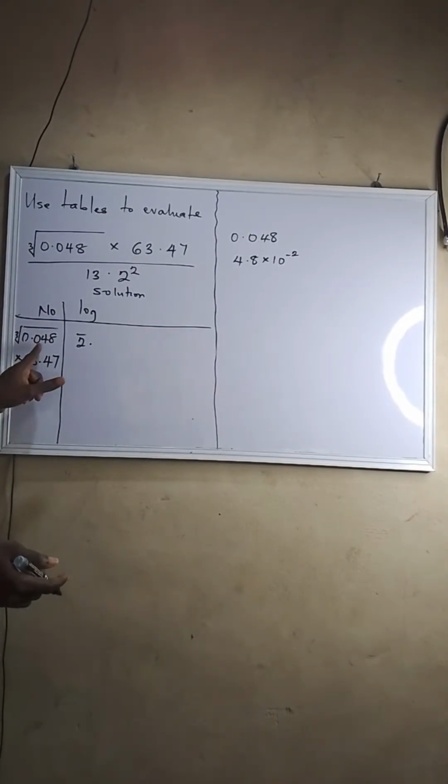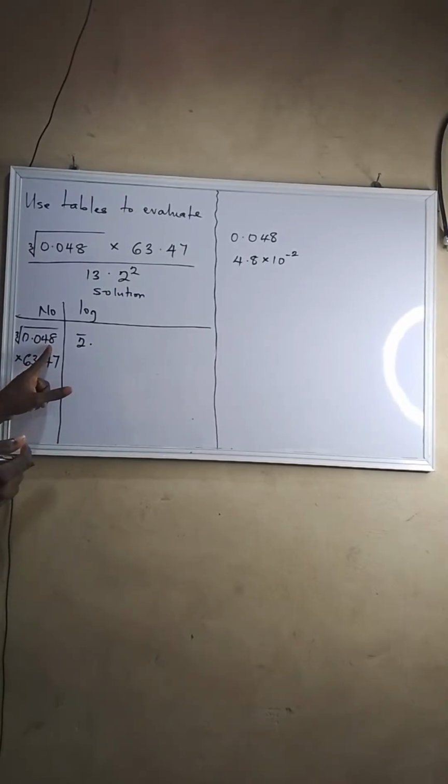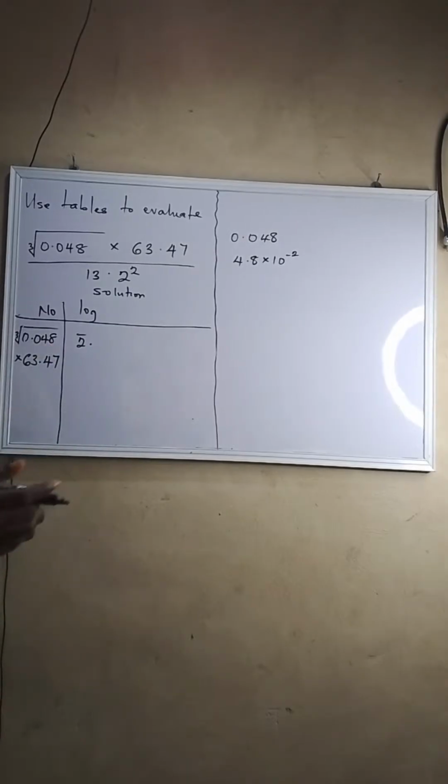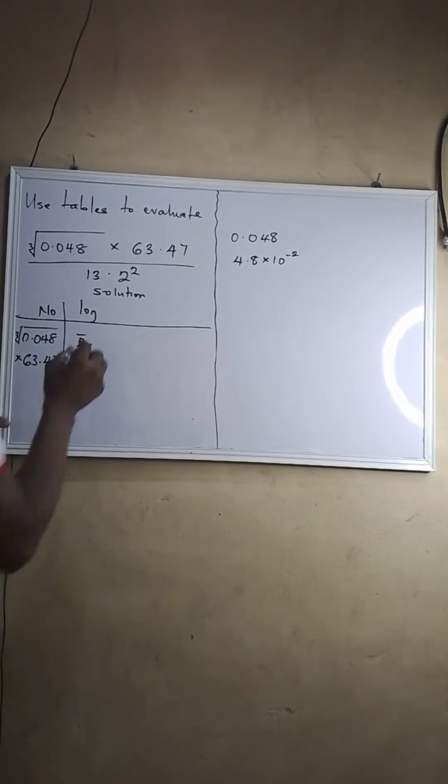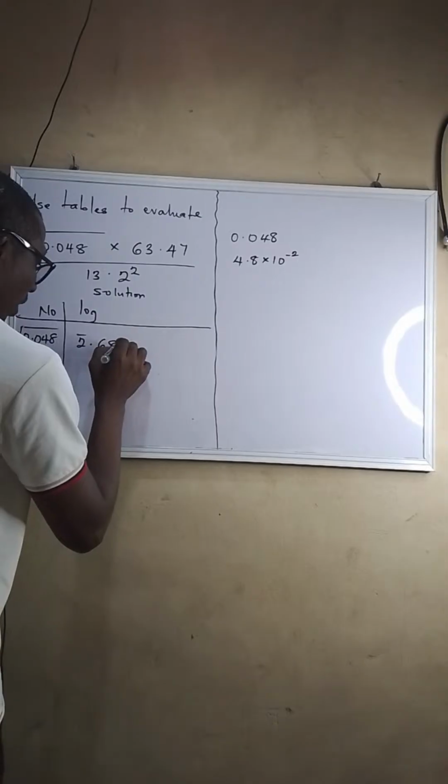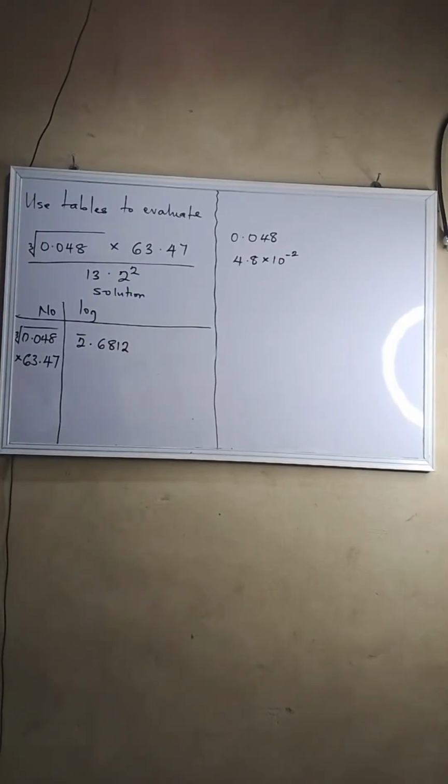Now the next thing is to find the logarithms. You go to your logarithms of numbers. Check 48 under 0. Now let's do that together. All right, check 48 under 0. Now let everybody check. Okay, so if we check correctly, we are supposed to have 6812. So this is what you're supposed to have.